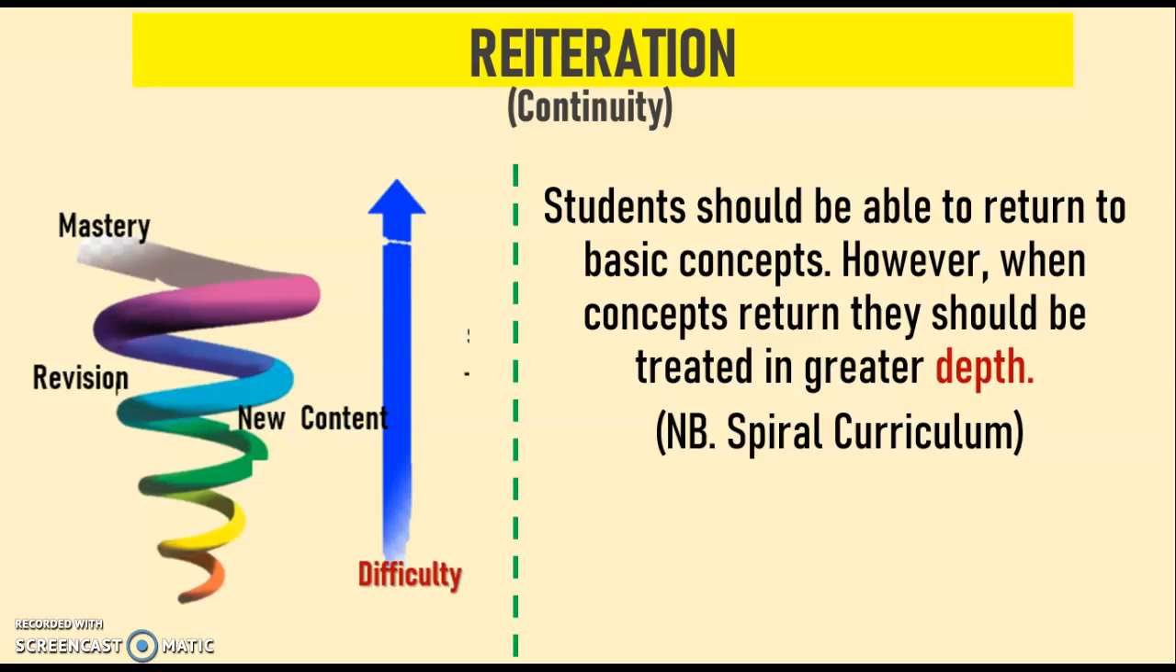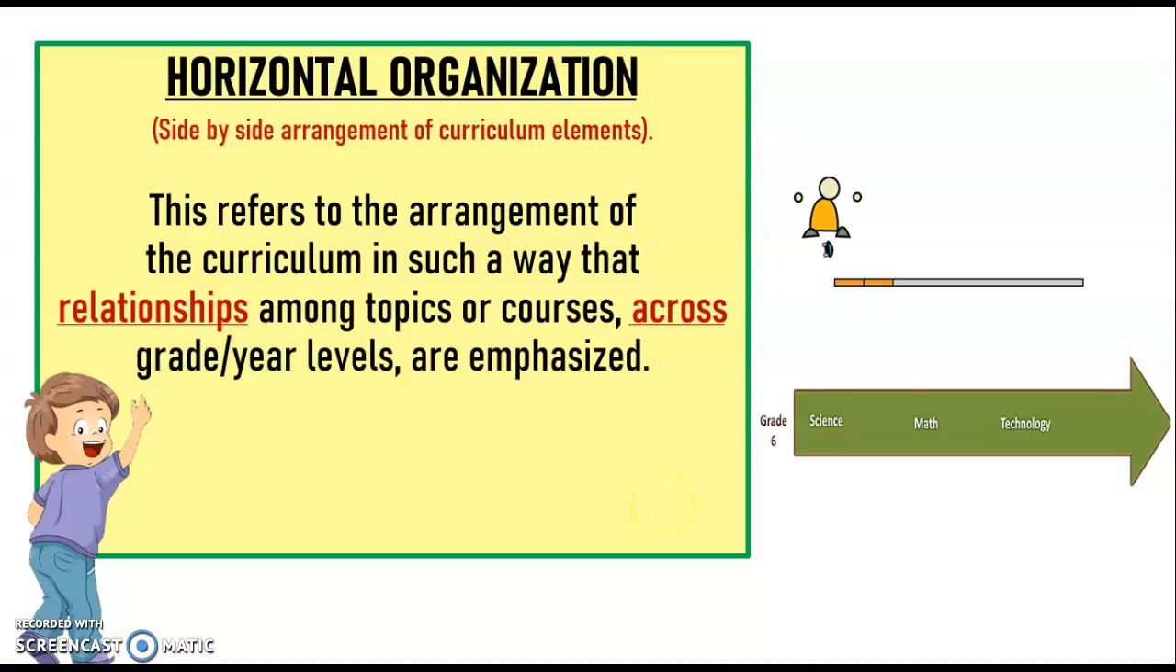And so if contents are being revisited in the curriculum, we have to ensure that when students meet them for another time, a second or third time, they are done in greater depth. And Jerome Bruner introduced the concept of the spiral curriculum. So when we talk about vertical alignment, we talk about reiteration and sequencing.